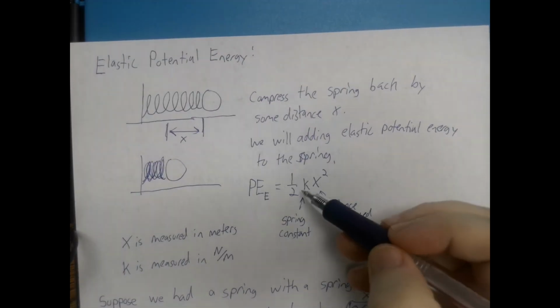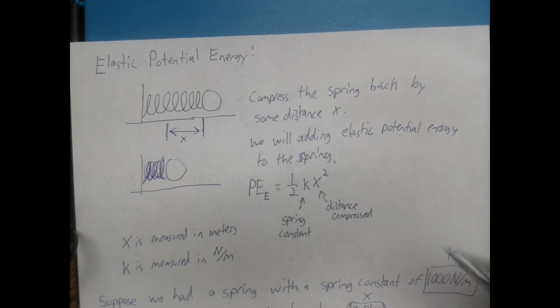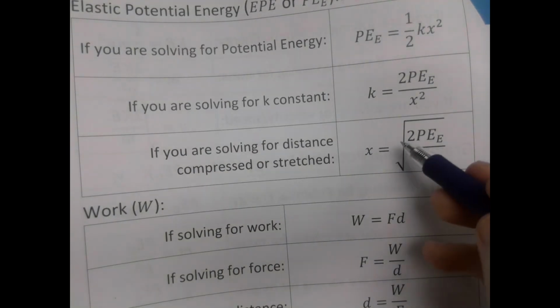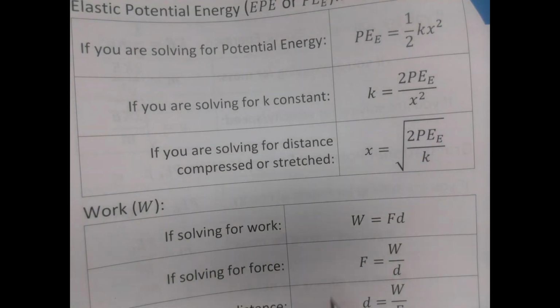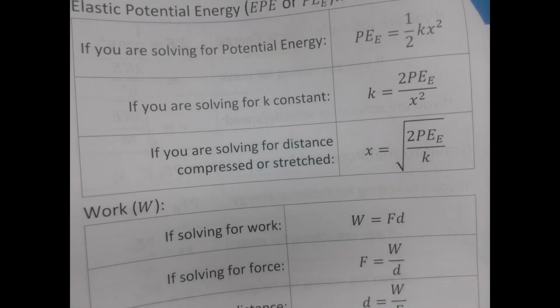You just need to know what k means. k refers to something called the spring constant, and x is the distance compressed. And all you do is look up your table. So this could be distance compressed or distance stretched. This is a k constant, or spring constant again. It could be a rubber band.